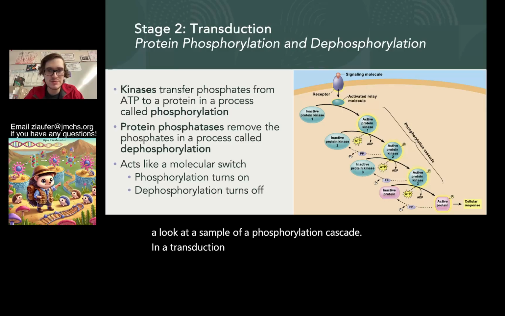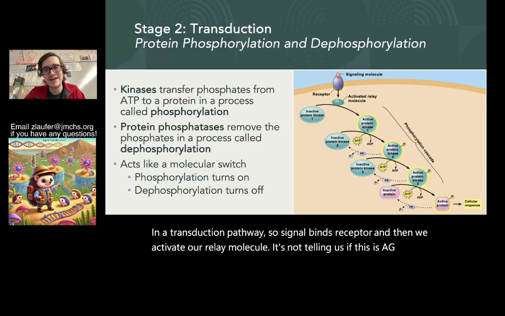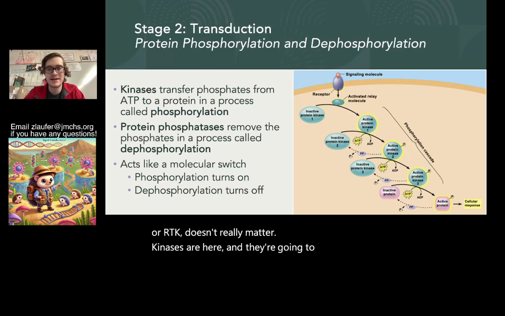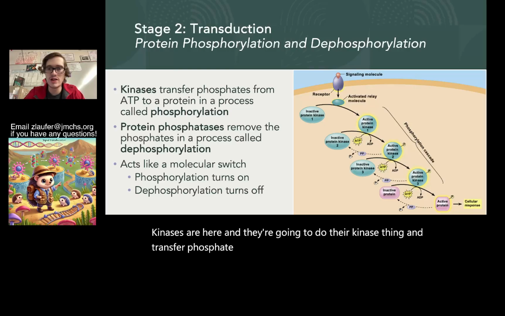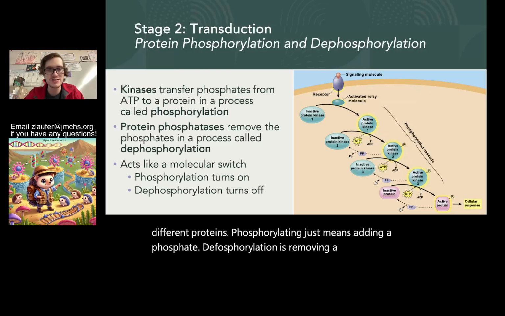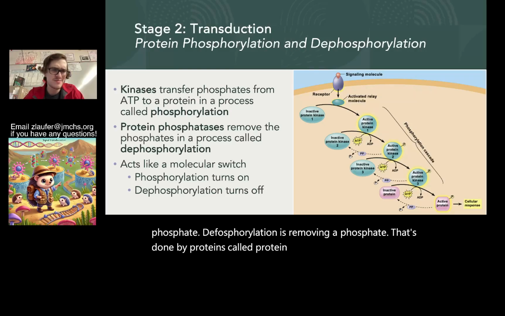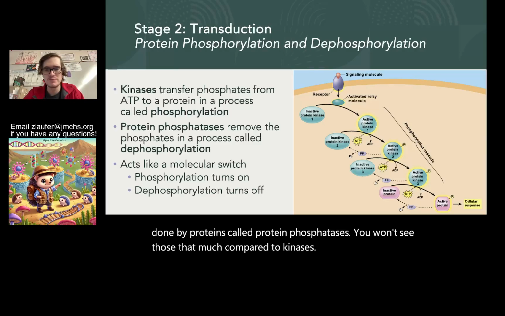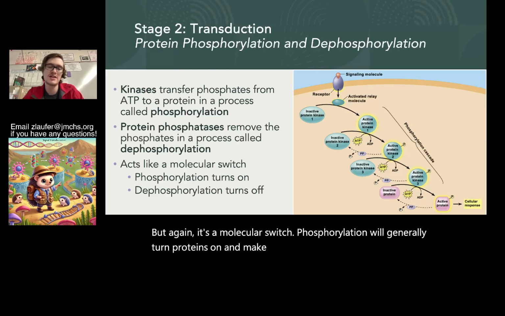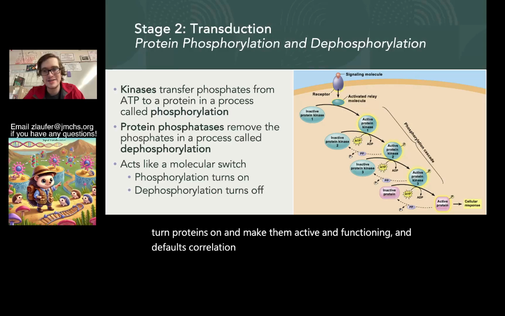So signal binds receptor, and then we activate our relay molecule. It's not telling us if this is a G protein or RTK, doesn't really matter. Kinases are here, and they're going to do their kinase thing and transfer phosphate groups. They're going to phosphorylate different proteins. Phosphorylating just means adding a phosphate. Dephosphorylation is removing a phosphate. That's done by proteins called protein phosphatases. You won't see those that much compared to kinases. But again, it's a molecular switch. Phosphorylation will generally turn proteins on and make them active and functioning, and dephosphorylation will deactivate them and stop their functioning.